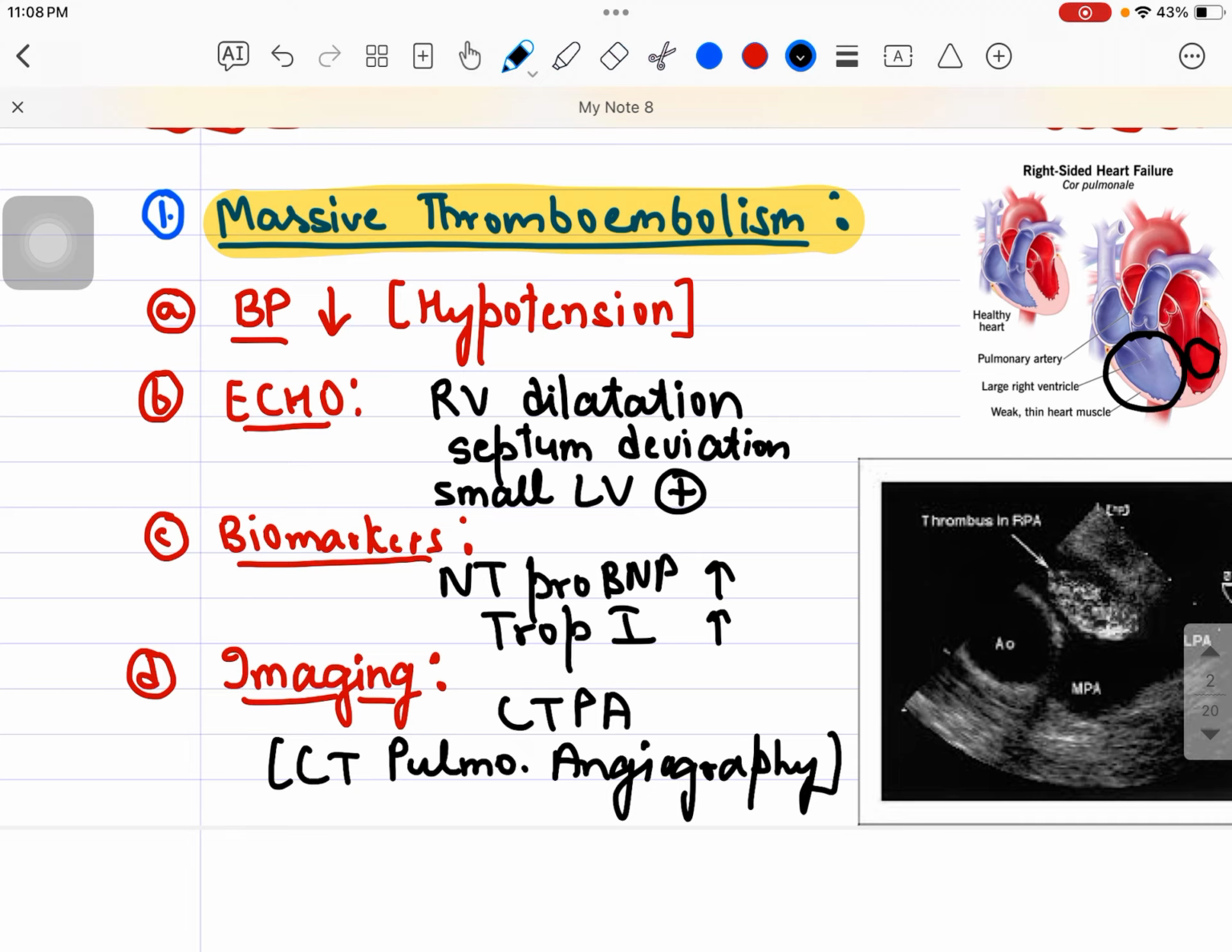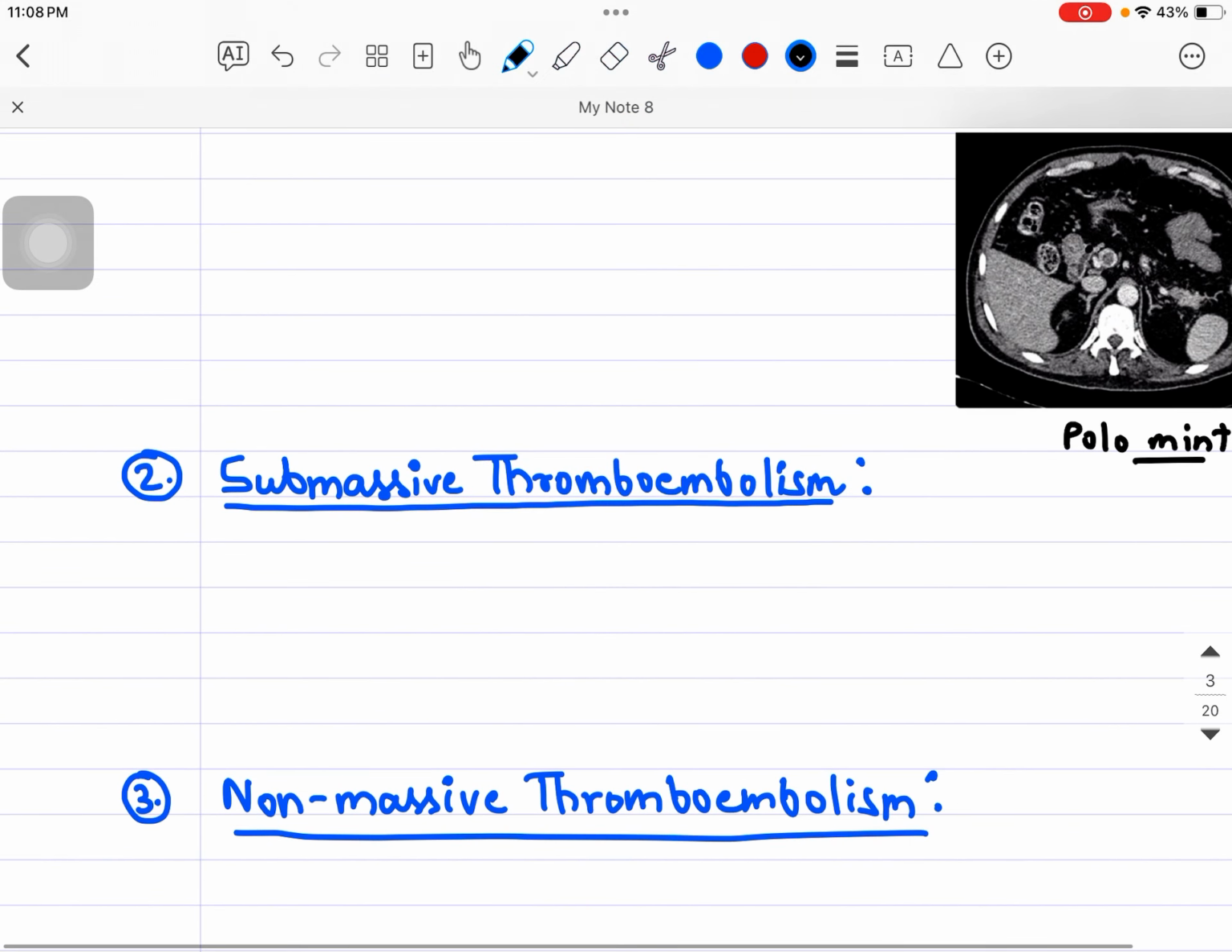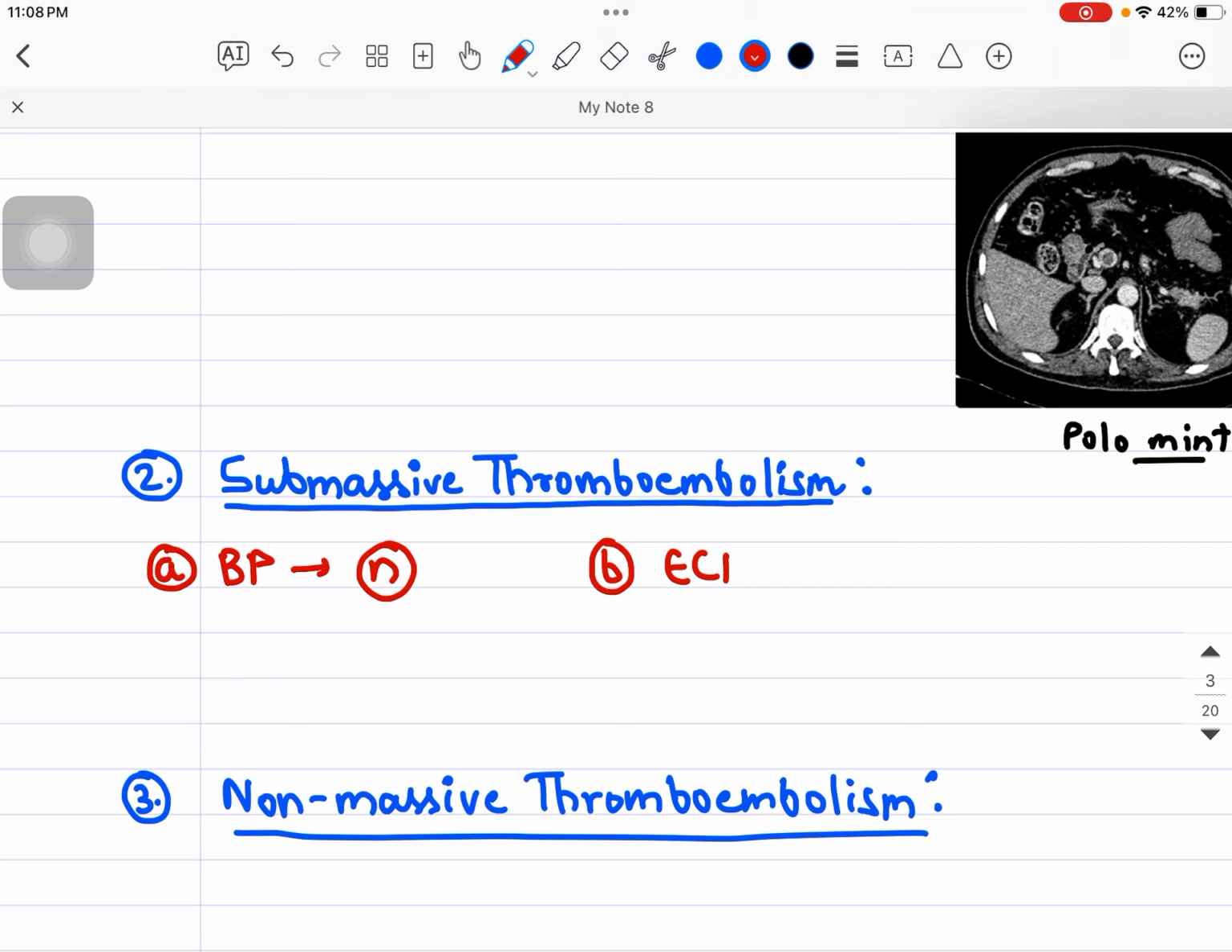How do you differentiate this massive thromboembolism from the submassive thromboembolism? In the submassive thromboembolism, again we will be looking at the same findings. First, whether the BP is normal or not. In these cases of submassive thromboembolism, the BP is normal, right. Second, whether RV dilatation is present or not. In the echo, is there any RV dilatation present? We are seeing that RV dilatation is present in submassive thromboembolism. It was present in massive also, but BP is normal in submassive thromboembolism.